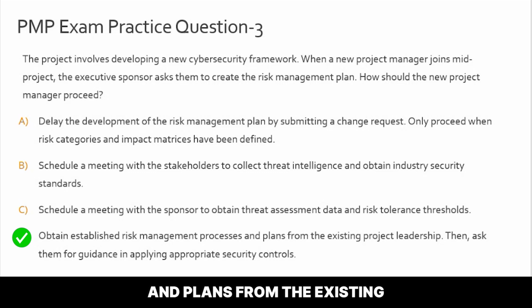And of course, the correct answer to this question is option D, which is obtaining an established risk management process and plans from the existing project leadership and then seeking their guidance on security controls. Now, this is the most effective approach because it leverages organizational knowledge that already exists, right? Which is organizational process assets, OPAs, or lessons learned register, etc. Okay. So when joining an ongoing project, especially one which involves complex cybersecurity frameworks, it is very, very crucial to understand how the organization has historically approached risk management.